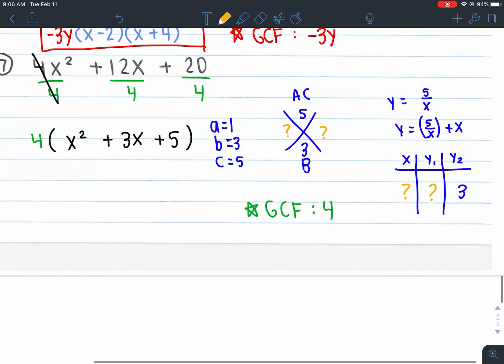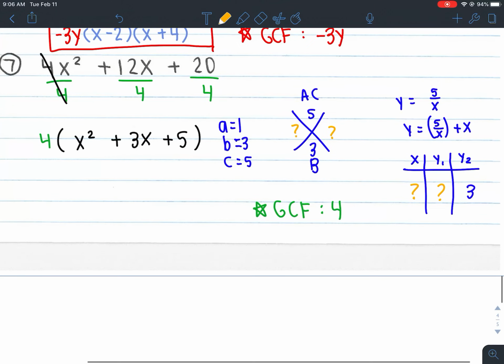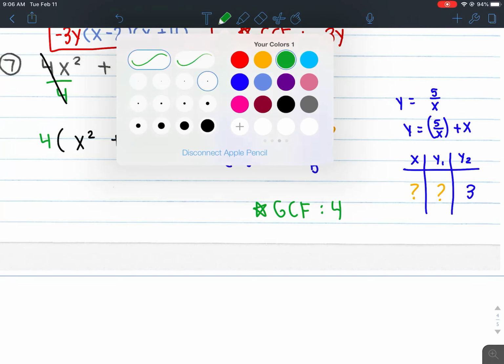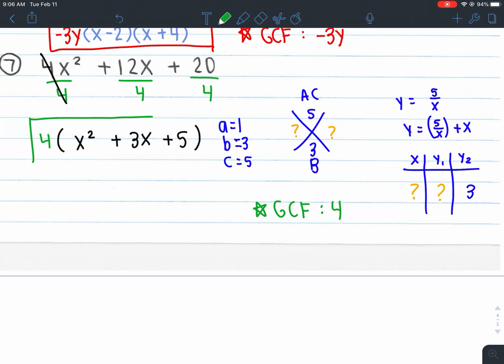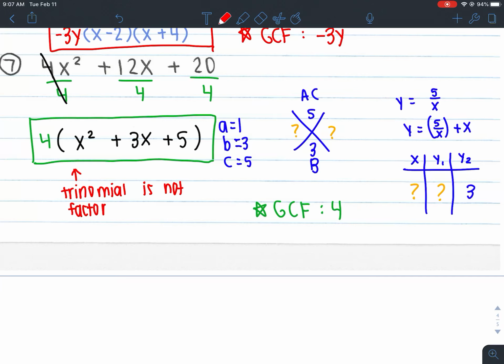So well then what do we do? It just means it's not factorable anymore. The most I could factor was a GCF. That's the largest thing I could factor out, and I couldn't do anything after that. That means I'm done because I can't factor the inside anymore. The trinomial is not factorable. So that means my final answer was that I factor out that 4.